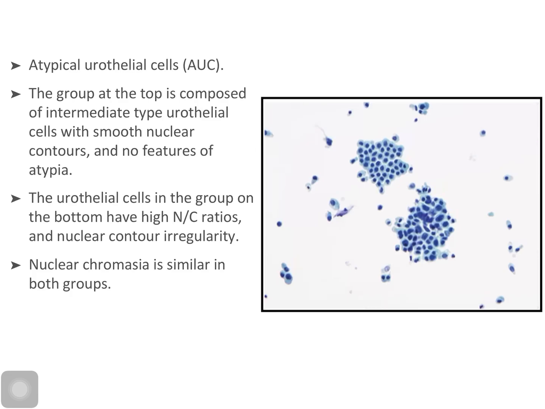Atypical urothelial cells. The group at the top is composed of intermediate type urothelial cells with smooth nuclear contour and no features of atypia. The urothelial cells in the group at the bottom have high NC ratio and nuclear contour irregularity. Hyperchromasia is seen in both the groups, but here because of the irregular nuclear contour and high NC ratio, it is considered as atypical urothelial cells.